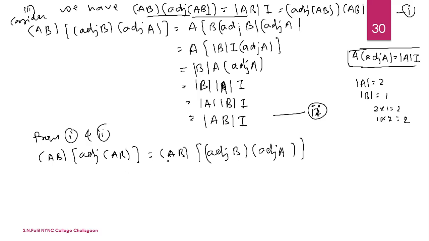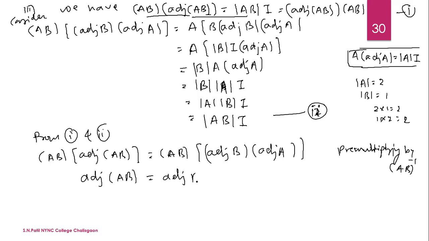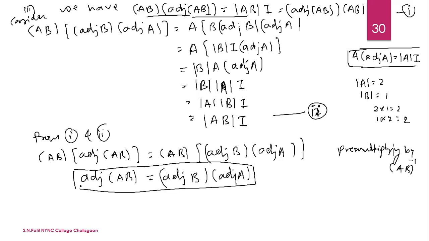Now pre-multiplying both sides by AB inverse, AB inverse into AB, that is identity matrix. Similarly here, so we get adjoint of AB is equal to adjoint of B into adjoint of A. So this is for the two matrices.